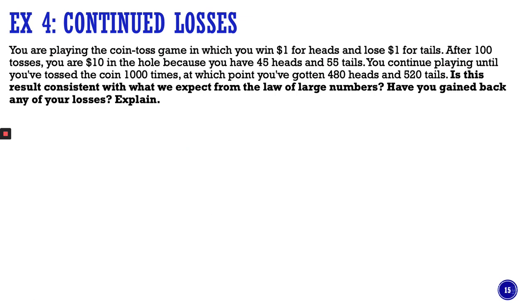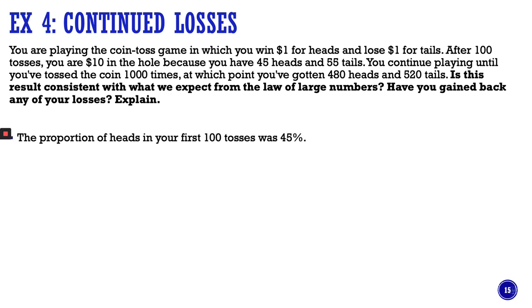So example 4, continued losses. You are playing the coin toss game in which you win $1 for heads and lose $1 for tails. After 100 tosses, you are $10 in the hole because you have 45 heads and 55 tails. You continue playing until you've tossed the coin 1,000 times, at which point you've gotten 480 heads and 520 tails. Is this result consistent with what we expect from the law of large numbers? Have you gained back any of your losses, and explain?